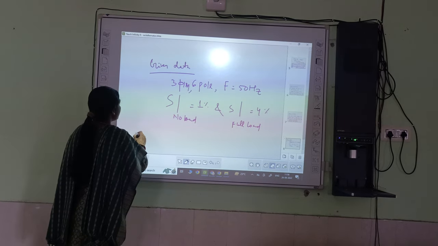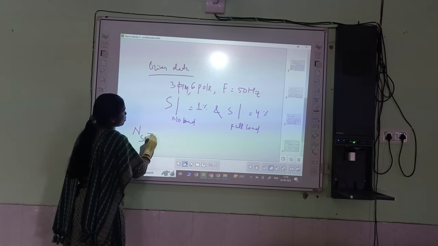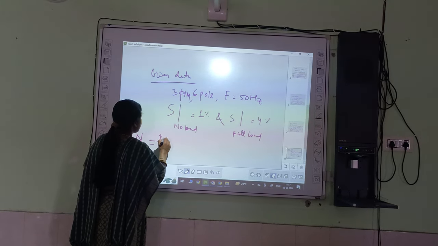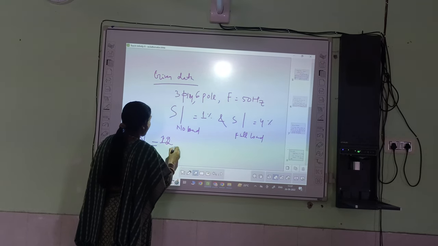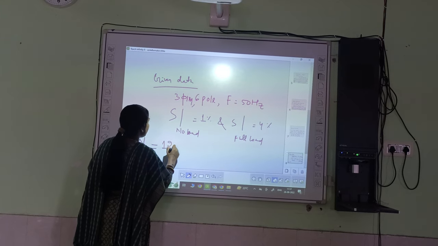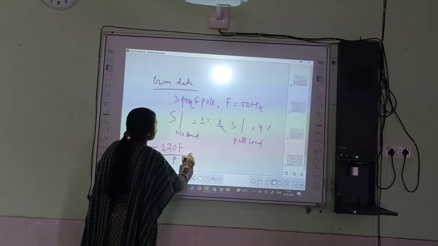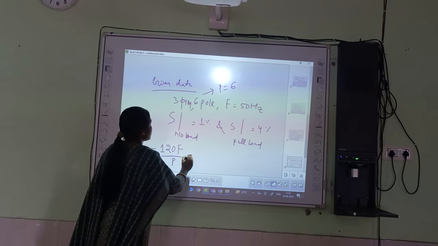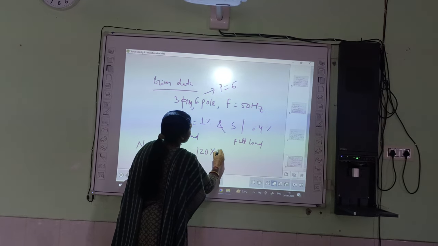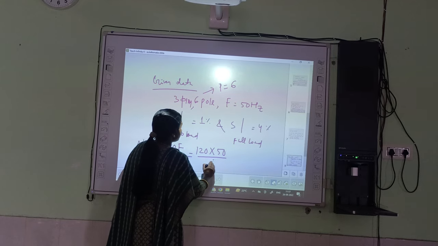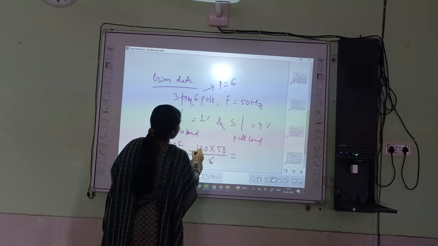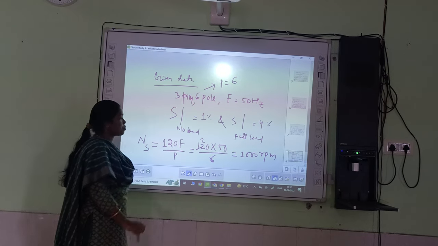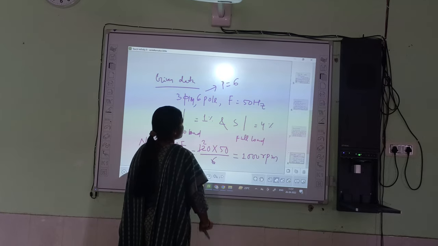Now first we have to calculate the synchronous speed Ns. Okay, what is the formula for synchronous speed? We know the formula of synchronous speed is Ns = 120 f by P. Here we got 6 pole means P is equal to 6. Frequency from the question we know 50, and P is equal to 6, that gives RPM. Okay, this is the synchronous speed. We got synchronous speed is equal to 1000 RPM.